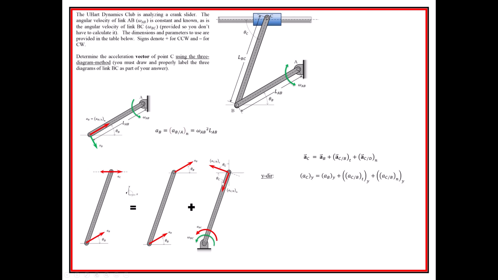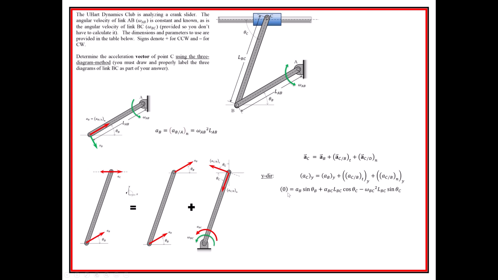So in the Y direction, which is probably the easiest, this is the way to go first, because then we're going to be able to get the angular acceleration, because there's no acceleration in the Y direction.